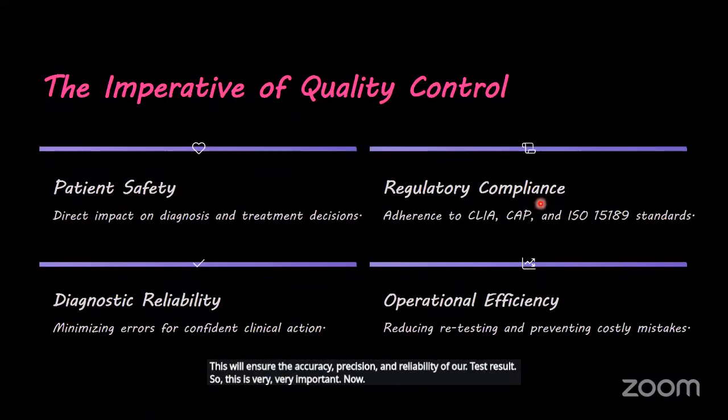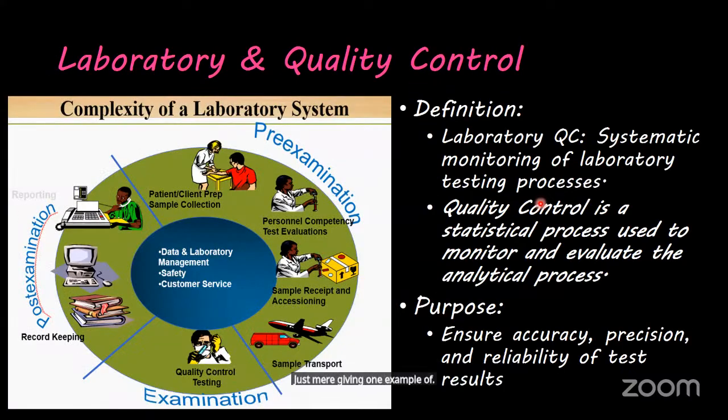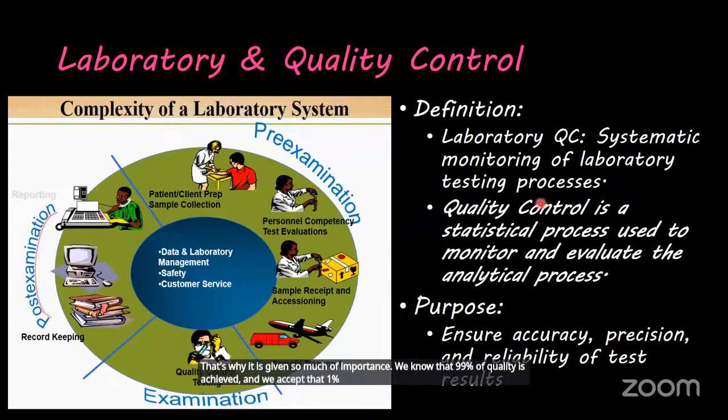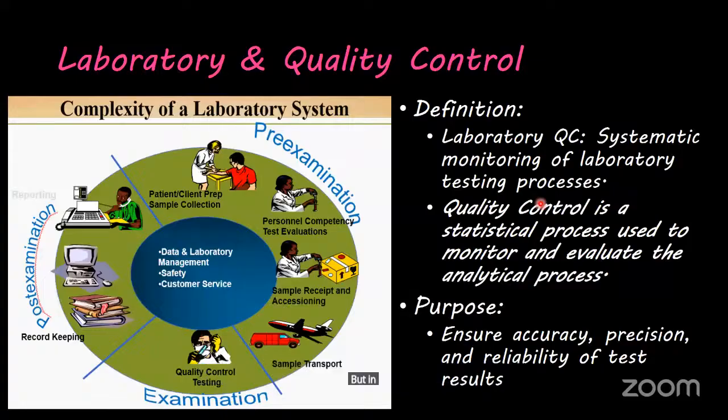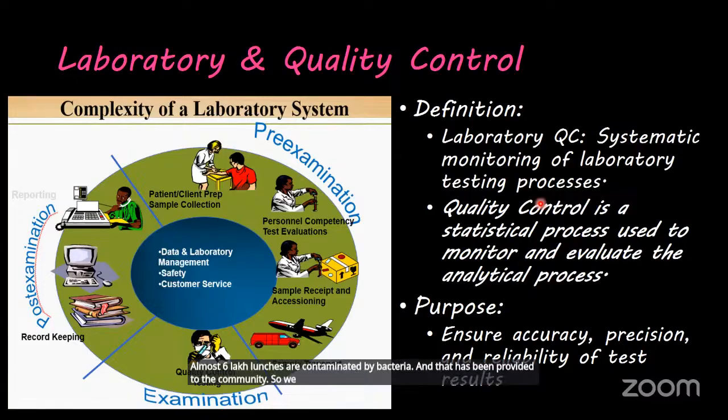Now, just to give one example of the quality aspect, in our everyday life we may wonder why so much importance is given to it. We know that 99% quality is achieved and we accept that a 1% error is okay. But in routine day-to-day life, a 1% error means almost 6 lakh lunches are contaminated by bacteria and provided to the community. We can imagine how much infection would spread in the community.